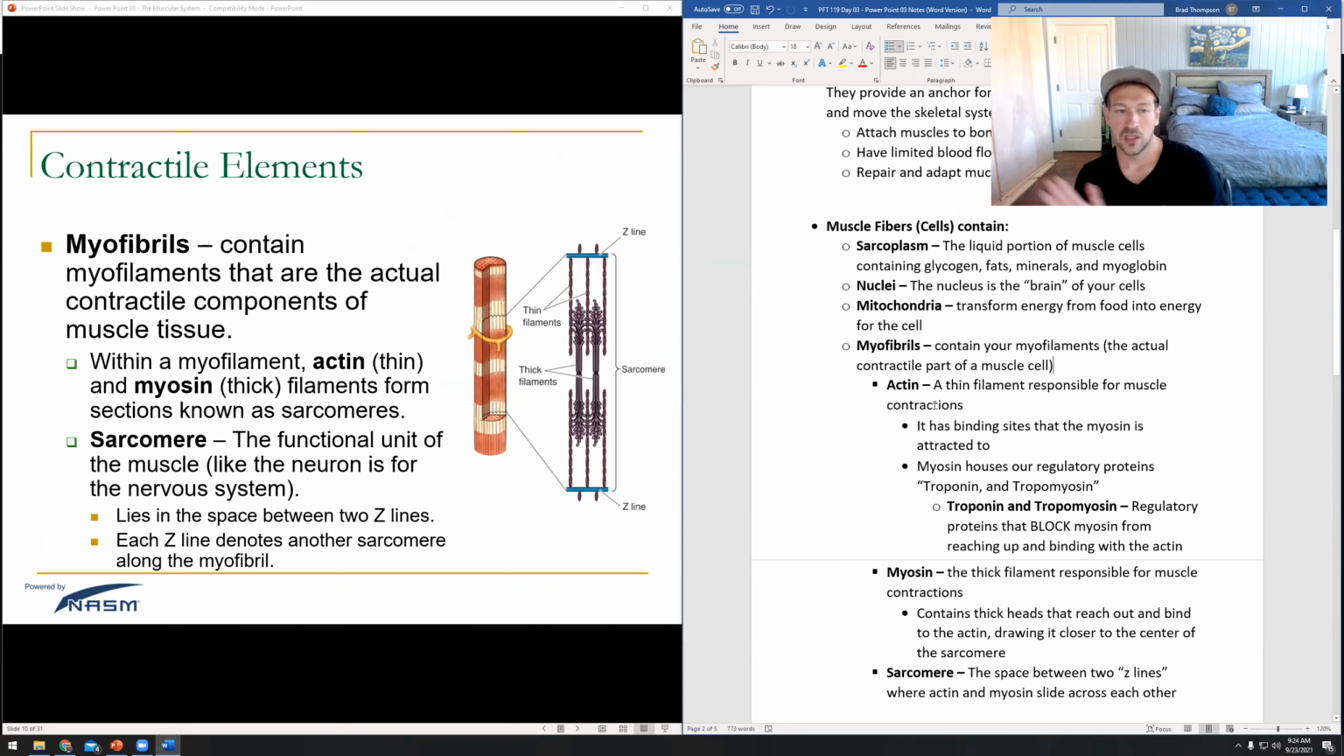So there are four, but there are two actual contractile ones, and then there's sort of a chaperone in the way. So this is what those myofilaments look like, okay? The myofilaments that you've got are going to be actin, myosin, and then these other two called troponin and tropomyosin, okay?